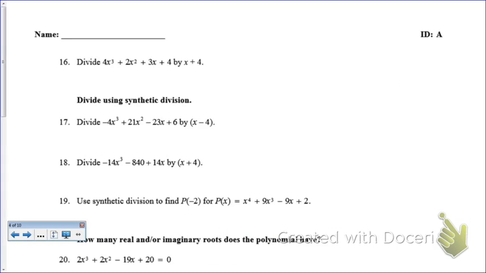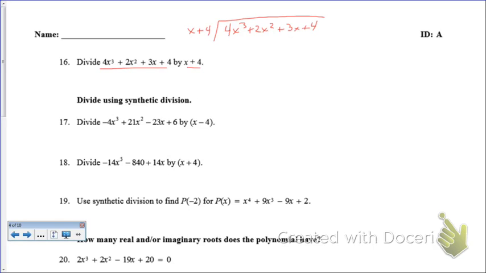Okay, for number 16, it does say to divide this polynomial by x plus 4. You just want to make sure that your polynomial is in descending order and that you're not missing any terms. And we do. I thought I'd do this one by long division just so you could see what that would look like. And we have 4x to the third plus 2x squared plus 3x plus 4. And we're going to divide that by x plus 4.